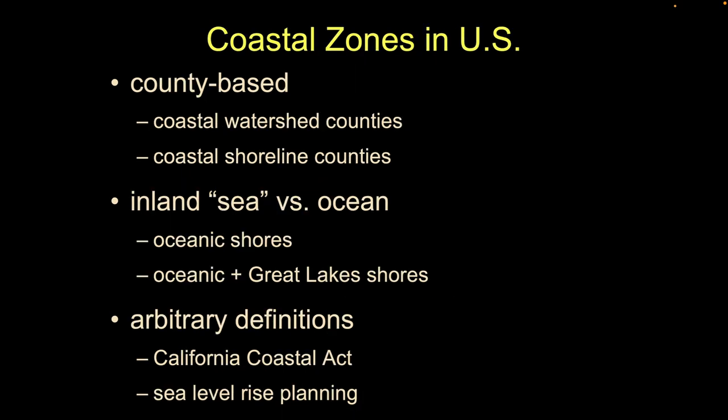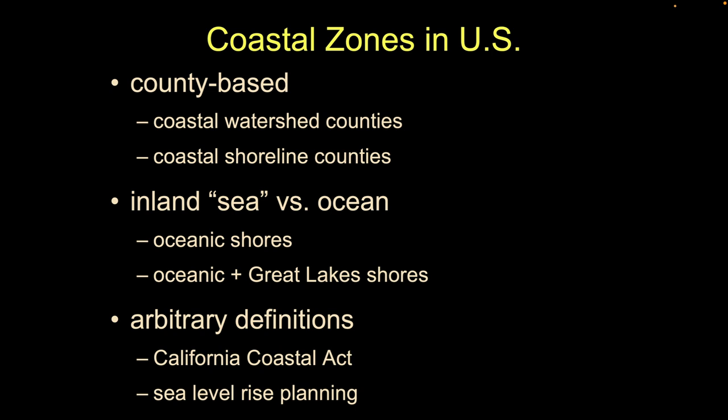Okay, in the U.S., we most constantly use county-based measures. And so when you're doing readings about the U.S., you'll hear coastal watershed counties and coastal shoreline counties. Coastal shoreline counties is exactly what it means. The county touches that shoreline that we've defined, right? Pretty obvious. Coastal watershed counties mean a watershed, and obviously everything ultimately drains into the ocean, right?